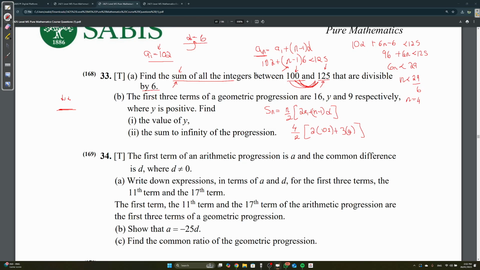You can find a1 by just seeing what's the closest number in my bounds, the first number in my bounds that's actually divisible by 6. Try it on your calculator. And then find n by doing what I did here, knowing that any an has to be less than the maximum value.